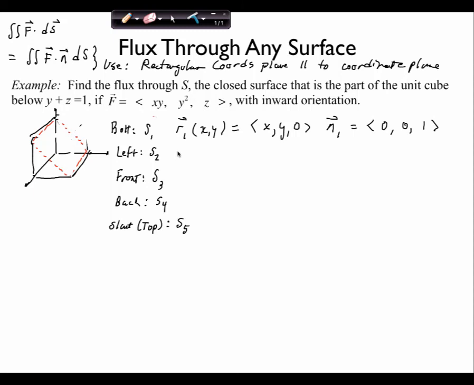Let's just keep going. So R2. R2 is the left side. What variables are we going to use for that? X and Z. And our parameterization of that plane over there will be X, 0, Z. Y is always 0 over there, right? N is inward orientation: 0, 1, 0. Pointing in, right? Pointing into the interior.